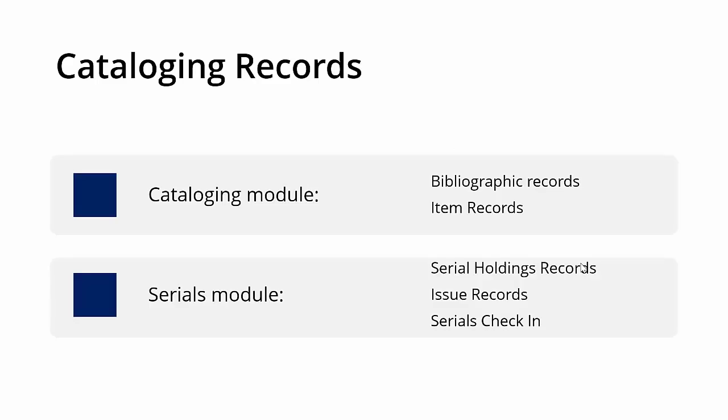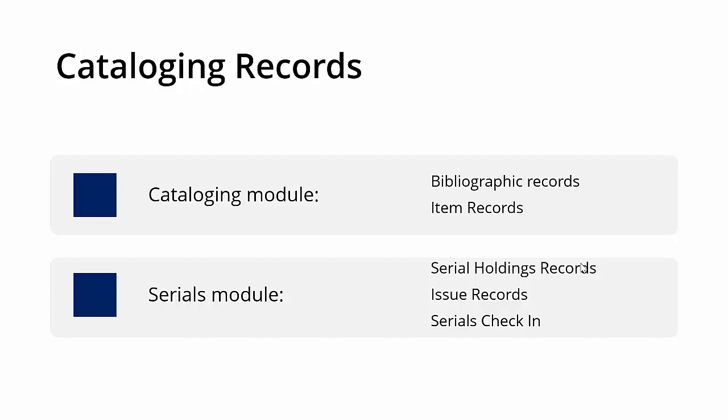In some ILS systems, cataloging and serials functions are not separate from the bibliographic and item records used for monographic cataloging. However, in Polaris, there are separate cataloging and serials modules. These separate functions can be accessed via separate drop-down menus in the client's toolbar.